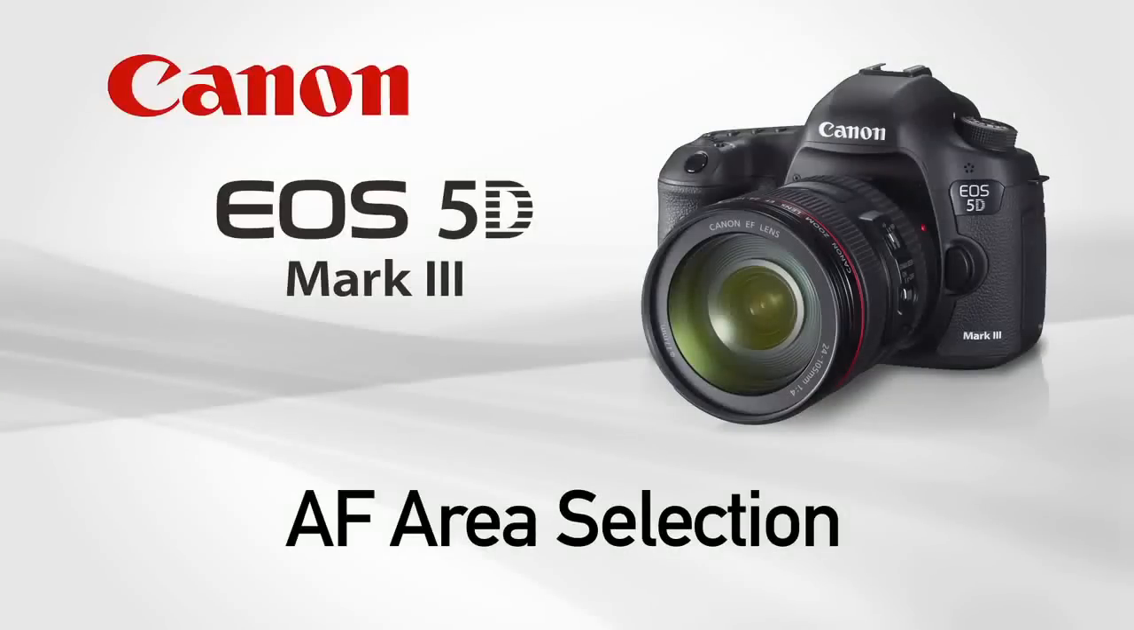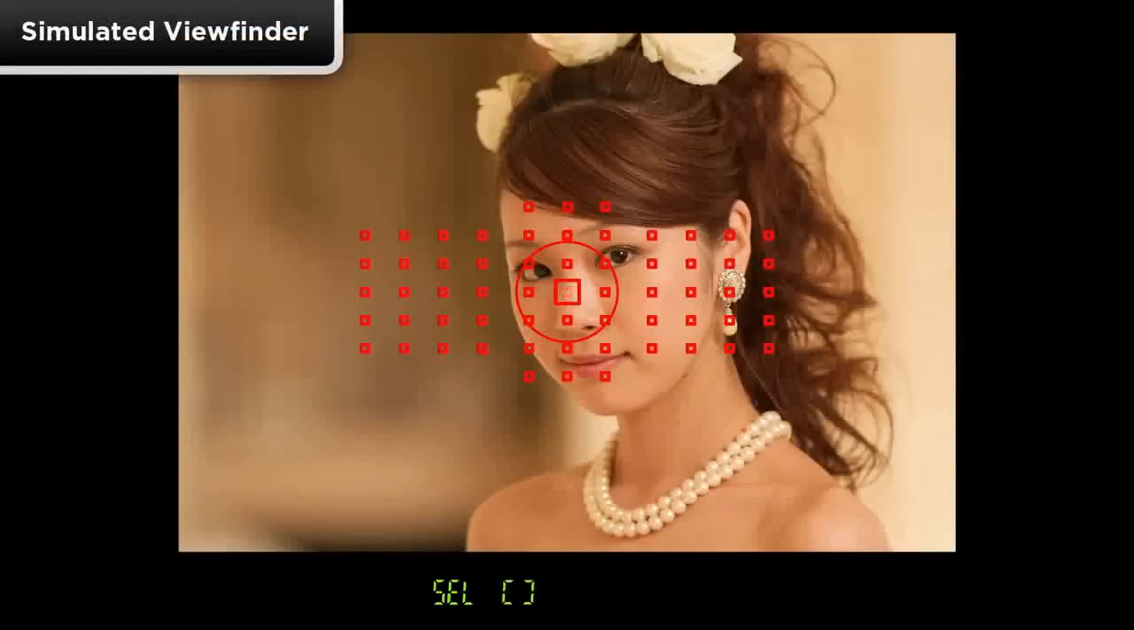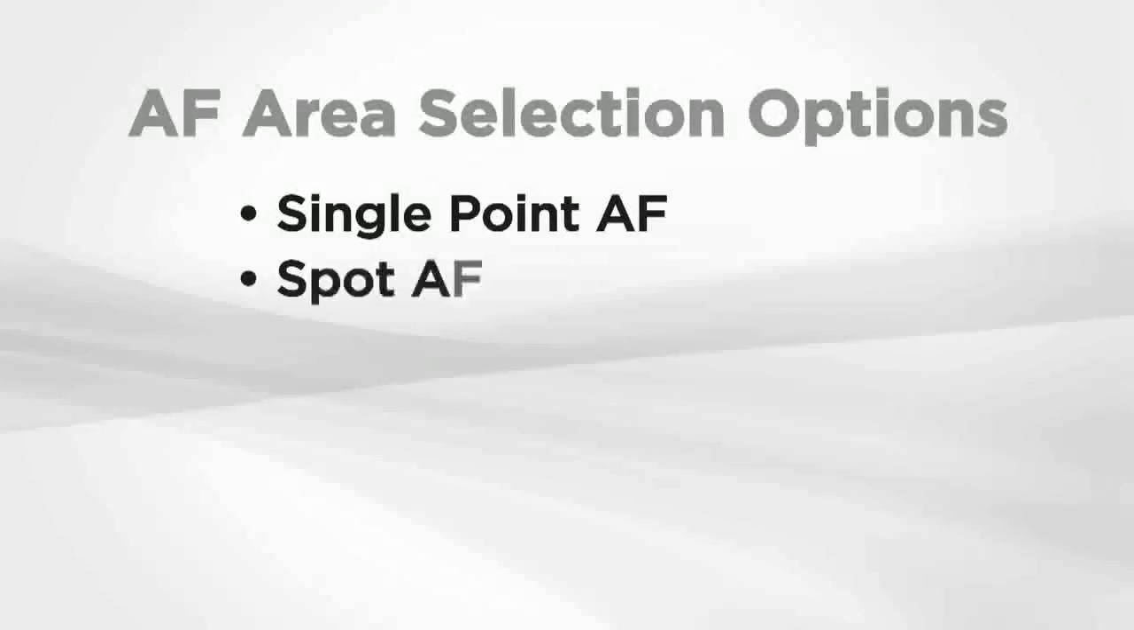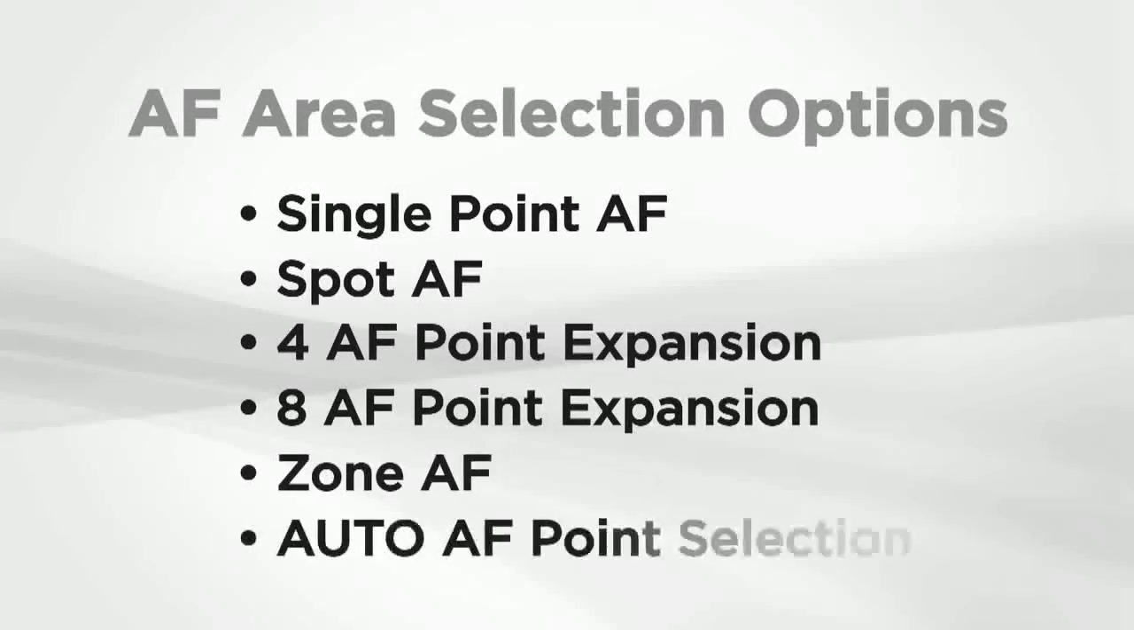AF area selection. AF area selection lets you control the size of the area your AF system is using when it reads your subject. In effect, it lets you change the size of a focusing point. You have 6 possible AF area options available.